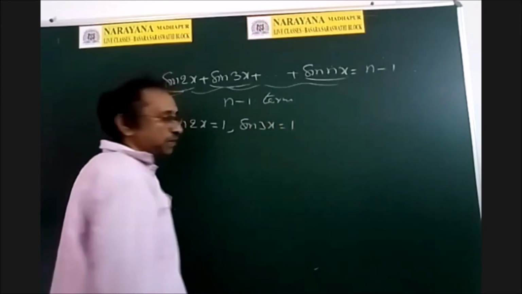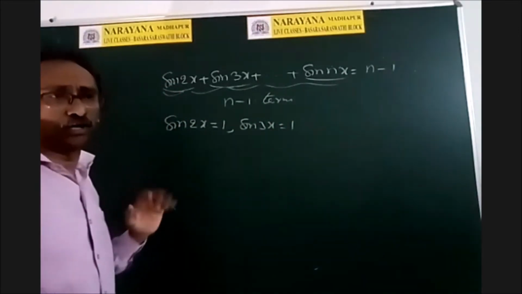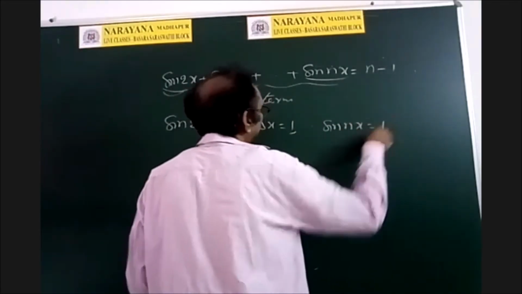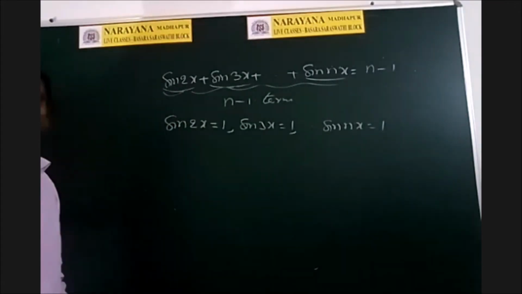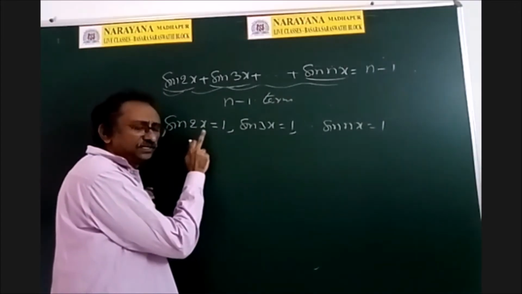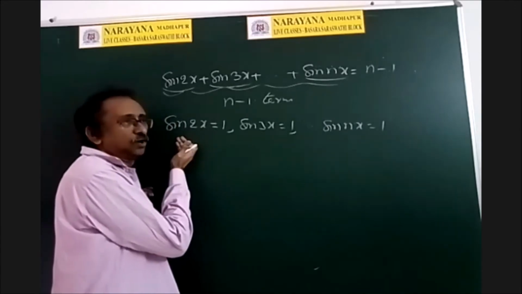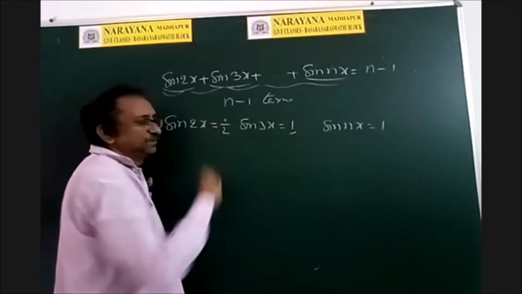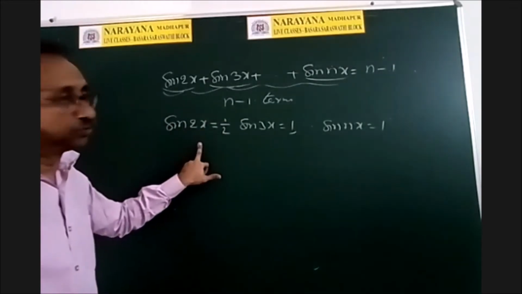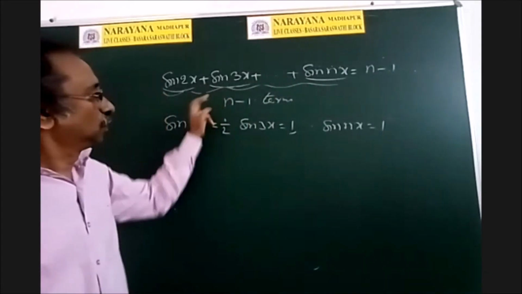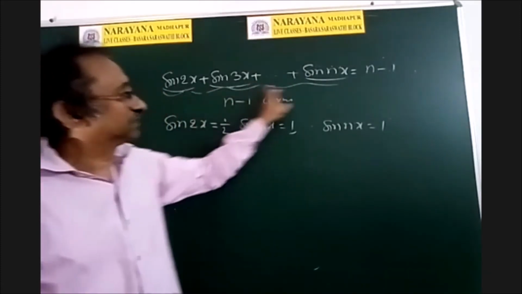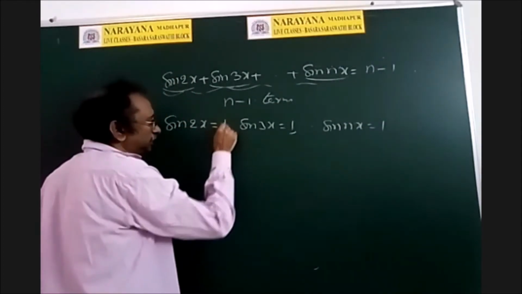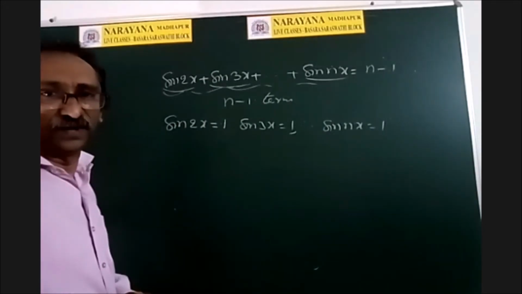So sin 2x is equal to 1 and sin 3x is equal to 1, not or. Comma, sin 4x is equal to 1, and so on, sin nx is equal to 1. All are equal to 1. You may ask, sir, why can it not be 1.5? No, because the maximum value of sin x is 1 only. Or you may ask, sir, it may be 1 by 2. If at all it is 1 by 2, there must be some other number which is greater than 1 to get that this is equal to n minus 1. But that cannot happen. So the only possibility is all expressions are equal to 1 only.